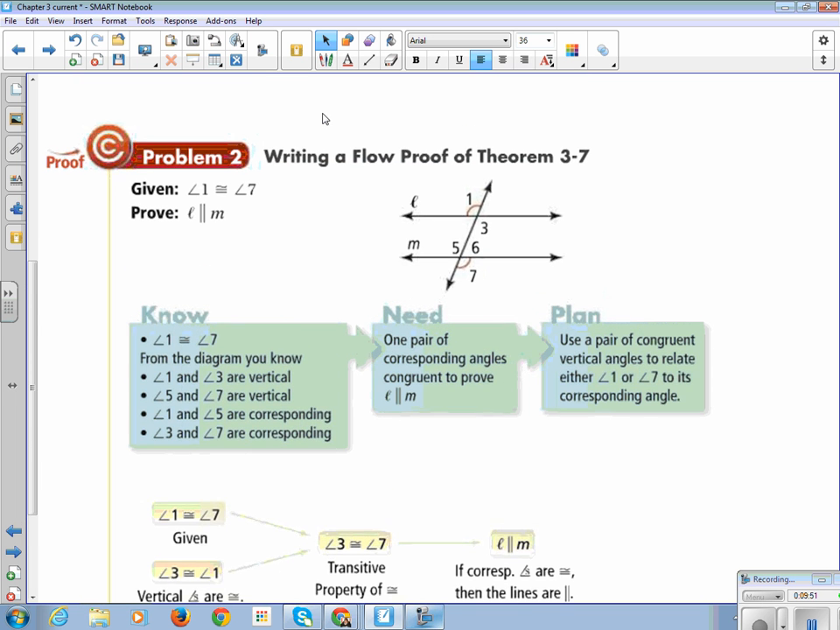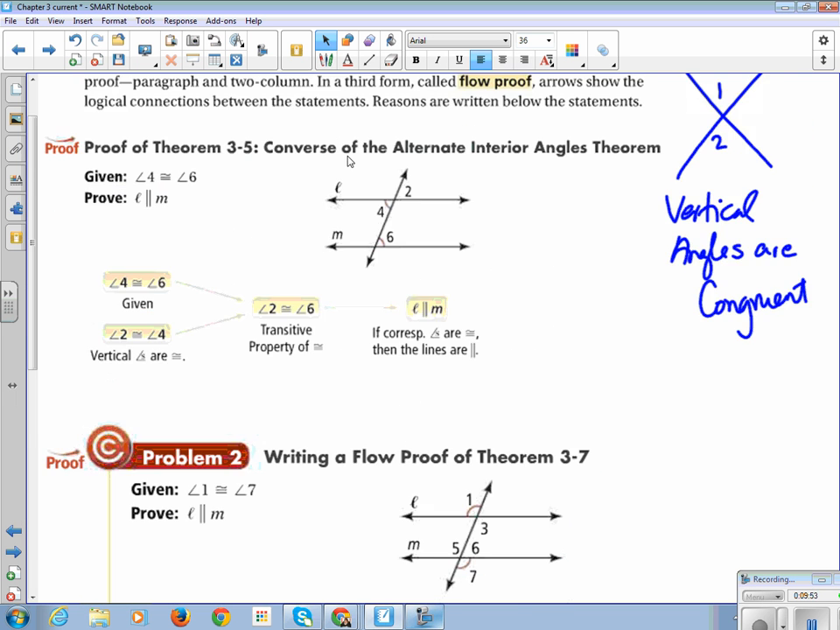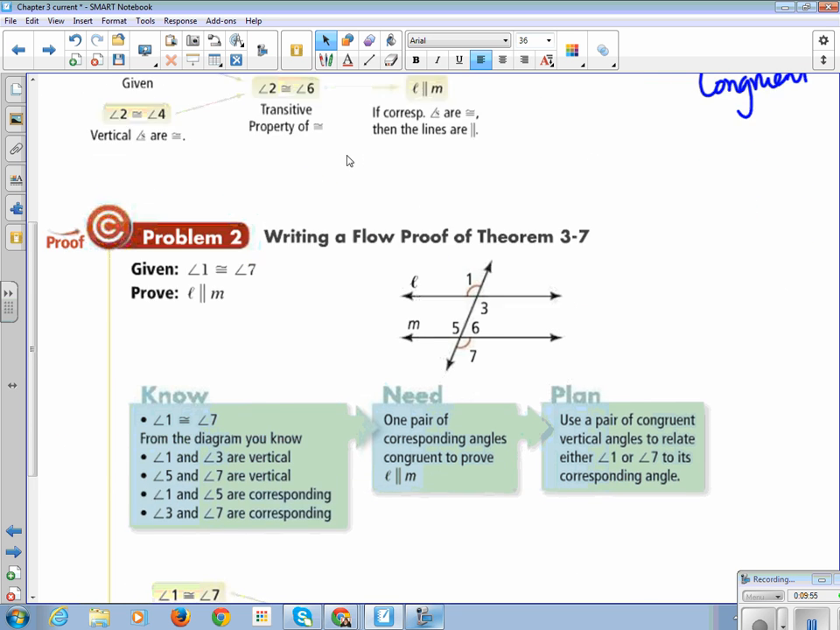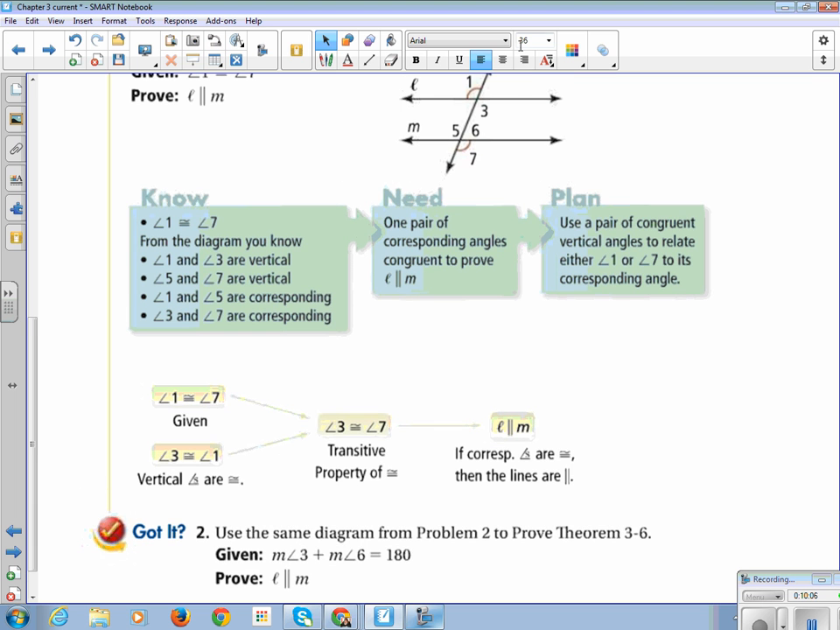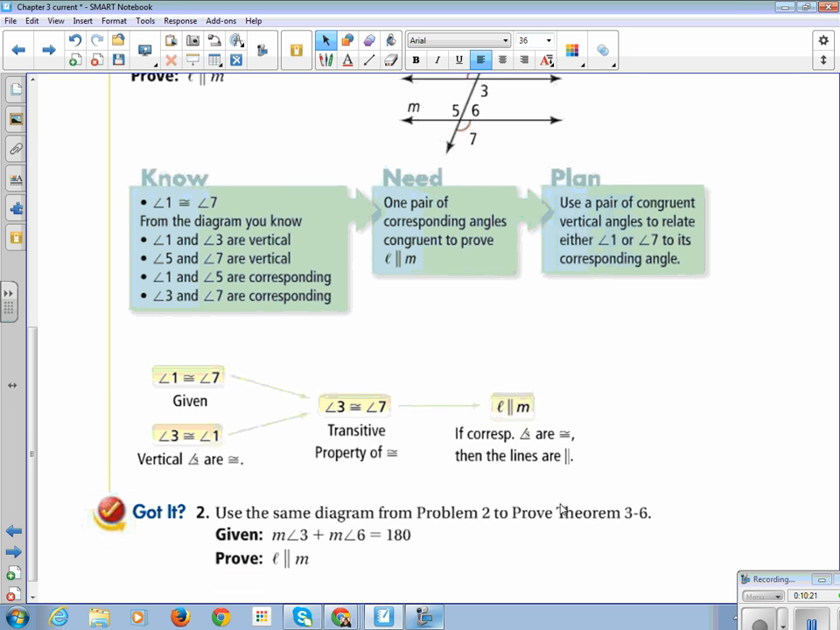You see how it's the same format as this proof here. Same format. All they're doing is replacing different angles so we can get to the end result we want. And then we say L is congruent to M. Sorry, L is parallel to M, because lines have no dimension. They go on forever, so they cannot be congruent. If corresponding angles are congruent, then lines are parallel.